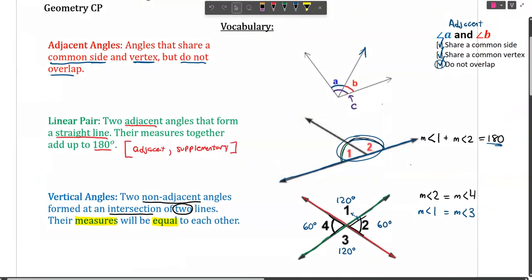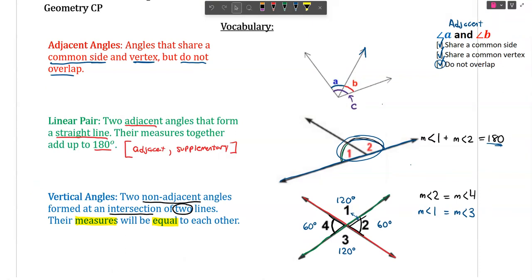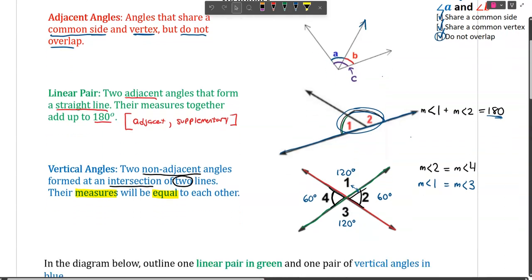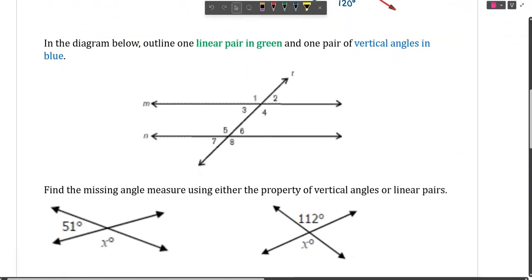In the rest of the video, we're just going to look at some sample diagrams and figures and try to work through these. But linear pair, adjacent, supplementary, vertical angles are non-adjacent angles at an intersection, and those measures will be equal. So here's your first chance to take a look.